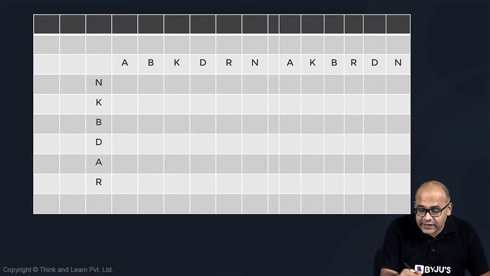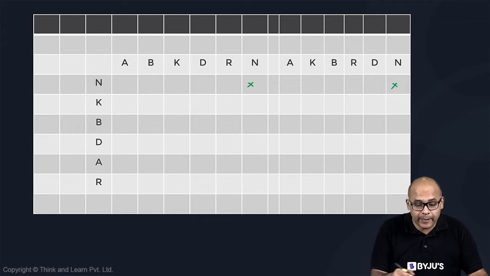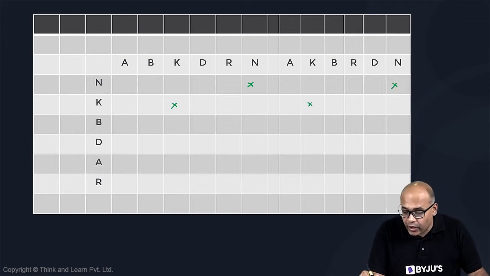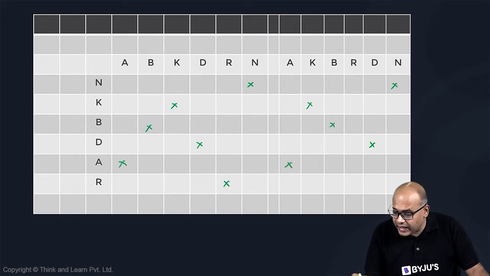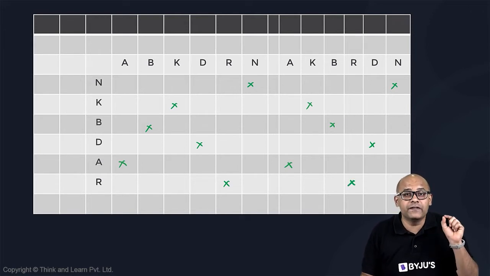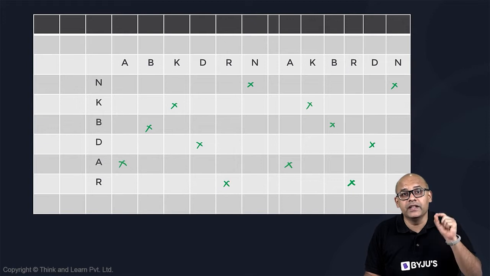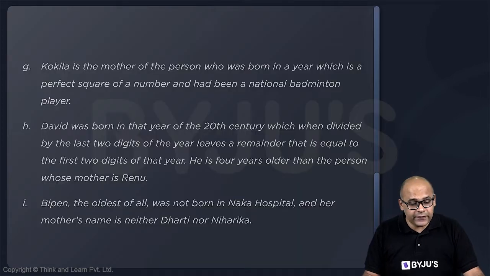So first, N and N cannot be mapped, and N and mother's name N cannot be mapped. Similarly, K and K cannot be mapped. B and B cannot be mapped. D and D should not be mapped. Similarly, A and A should not be mapped. And you have R and R not being mapped. Because it is clearly mentioned that the starting letter of the person, the starting letter of the hospital, and the starting letter of the mother's name are not matching. So that's the first statement taken care of.